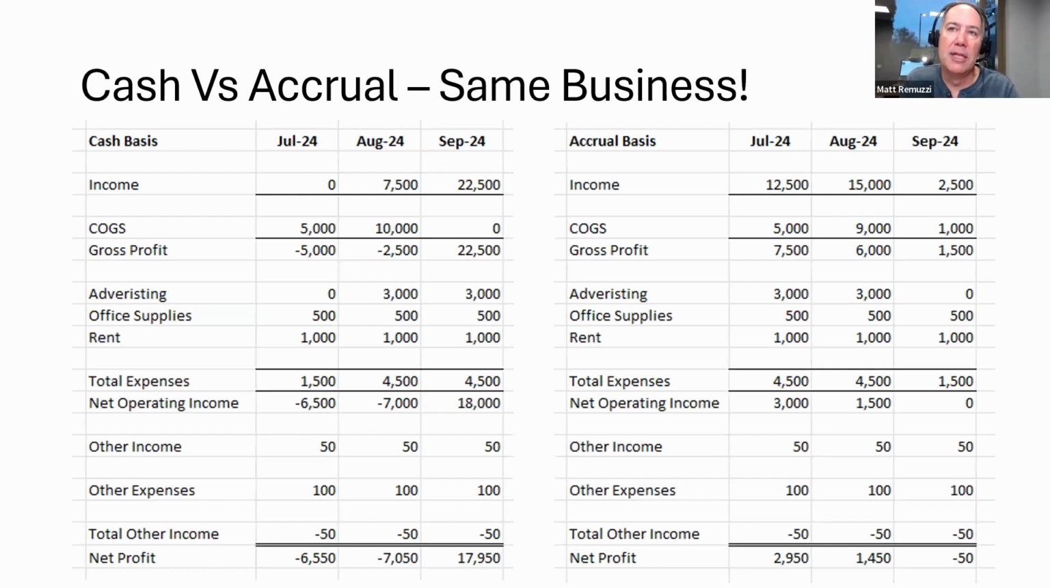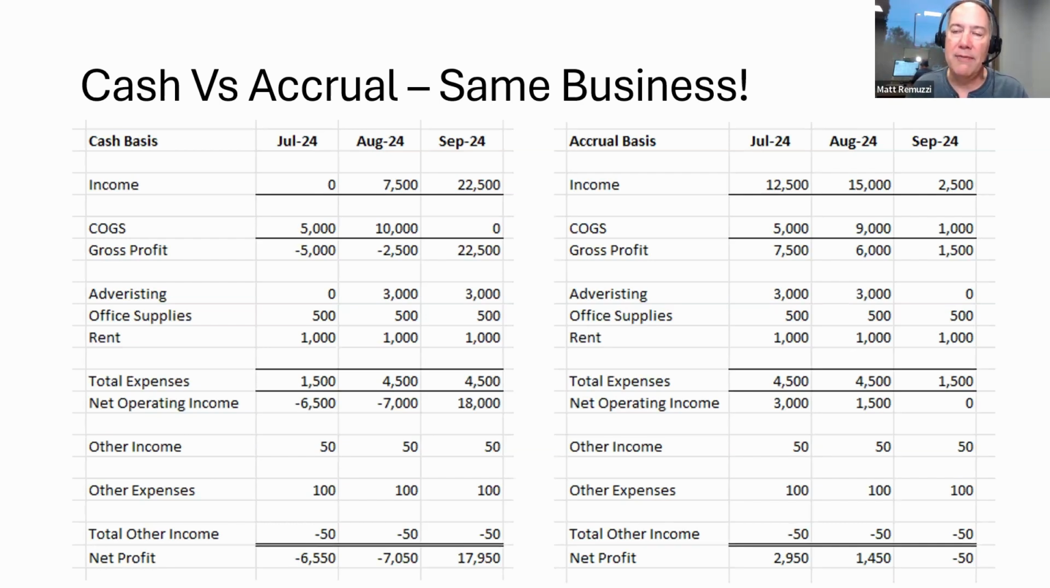July, August, September, same sales. On a cash basis, they actually had $0 come in July, but they spent $5,000 in anticipation of providing goods and services for their customer. They didn't spend any money on advertising, although they signed up for it. They did spend money on office supplies and rent. So in the month of July, because they had no actual income come in, but they spent on a bunch of things, they had a loss of $6,500 plus some other odds and ends, other income, other expenses.